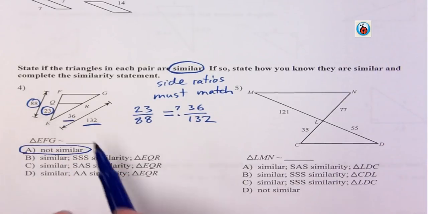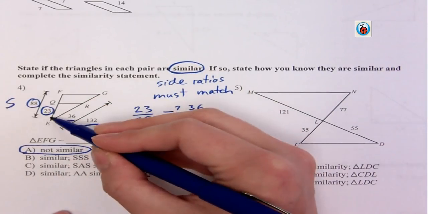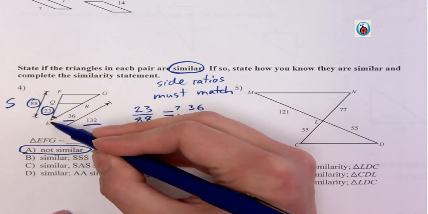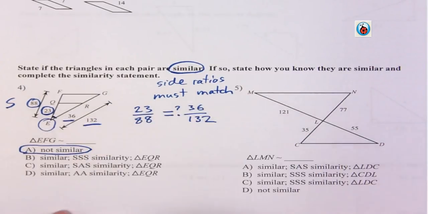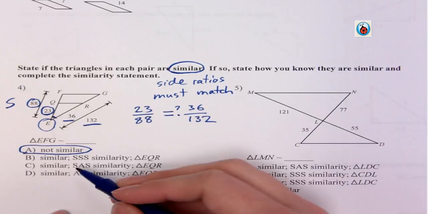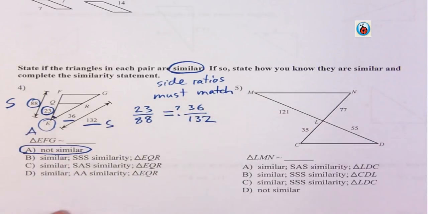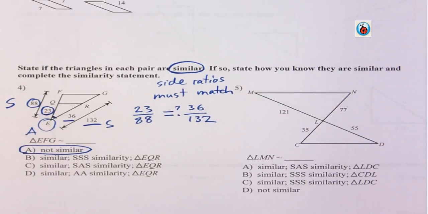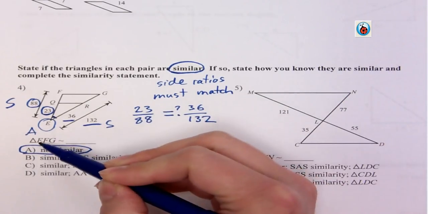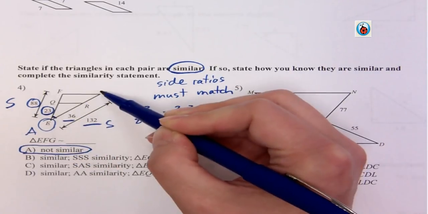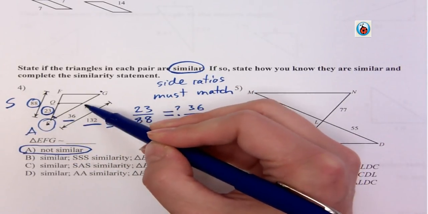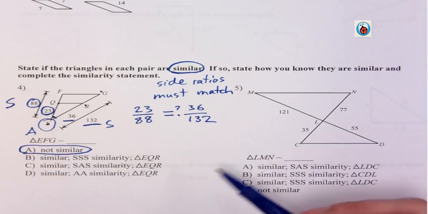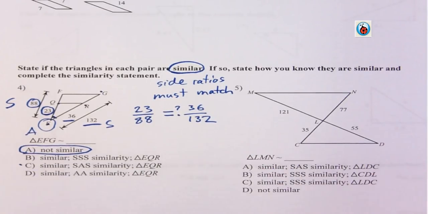If they did equal each other, I would say I have side. I have my angle here. Both triangles have triangle E in it. And so I would come to side, angle, side. So first you look at what they give you, and you make sure the ratios actually match. And then you line up the letters. So E, F, G goes with E, Q, R. So if they were similar, I would choose this one, but they're not. So again, you try the next two.